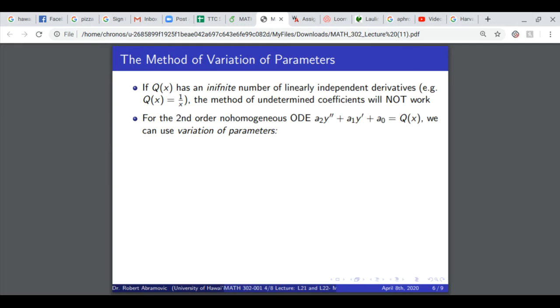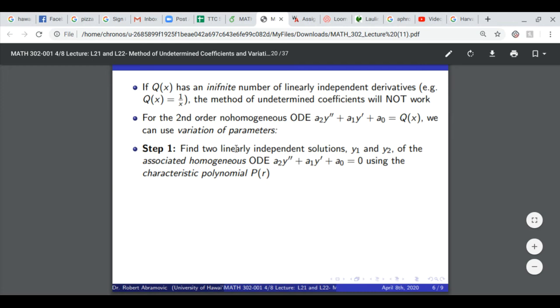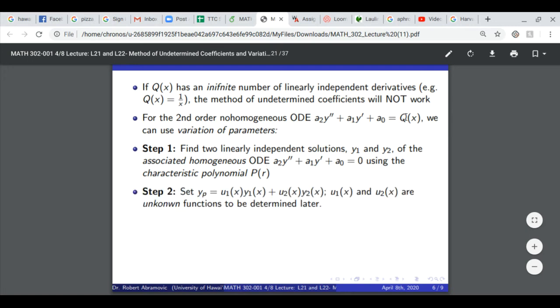For simplicity, in today's lecture, we'll discuss the second order nonhomogeneous ODE: a2 times y double prime plus a1 y prime plus a naught y is equal to q of x. Here we're going to use variation of parameters. First step is to find 2 linearly independent solutions, y1 and y2. We've seen this. We can always find these from the characteristic polynomial of the associated homogeneous ODE. So we can always find these 2 solutions.